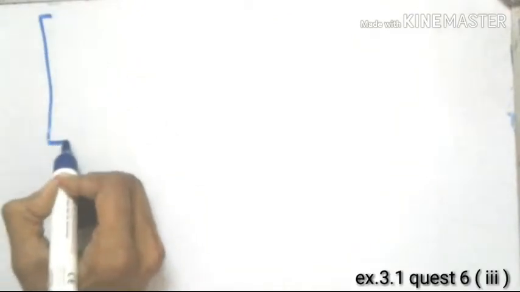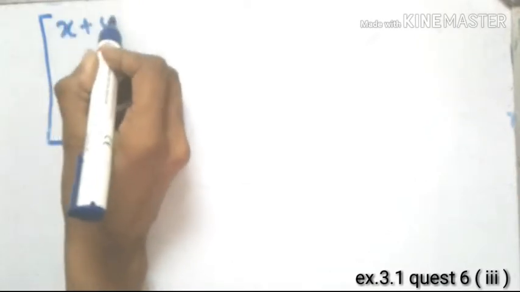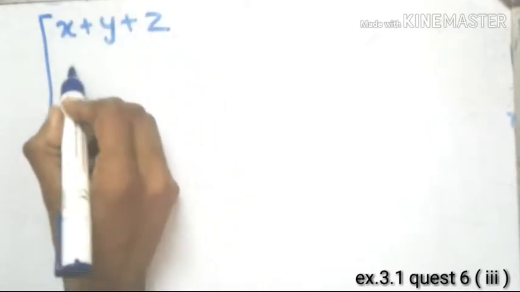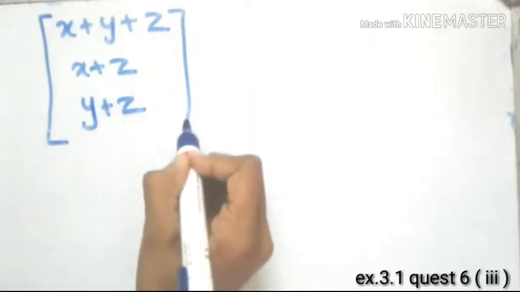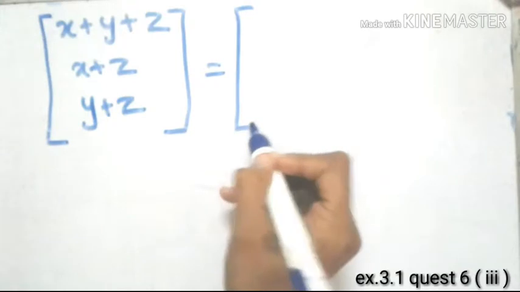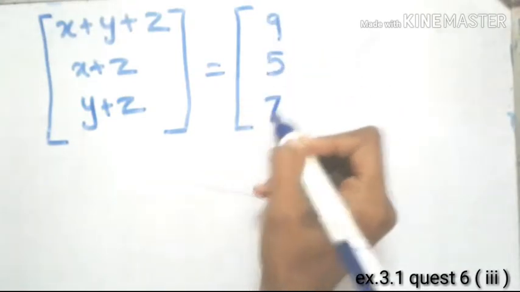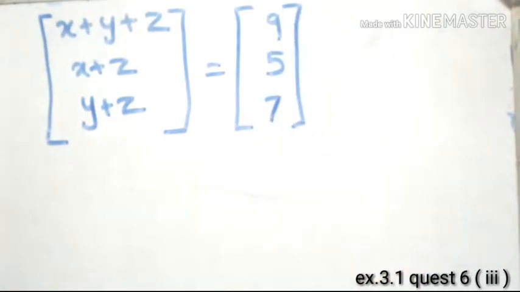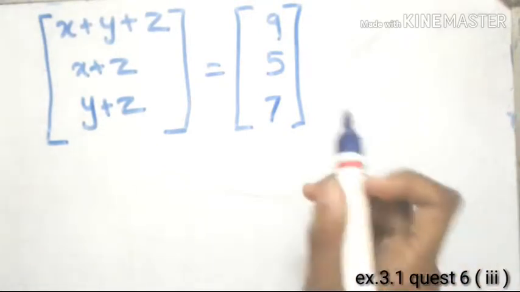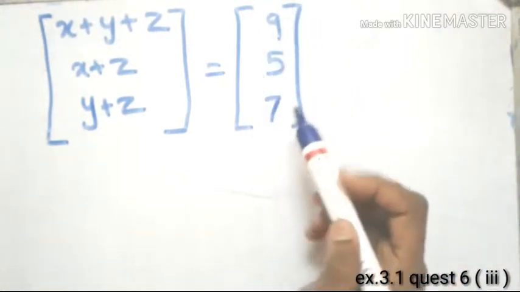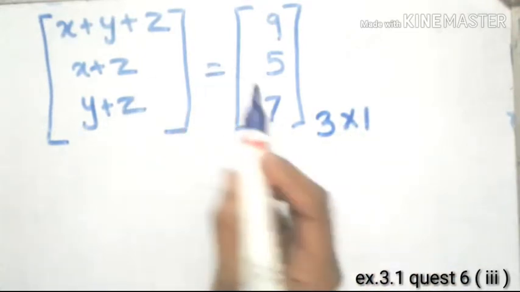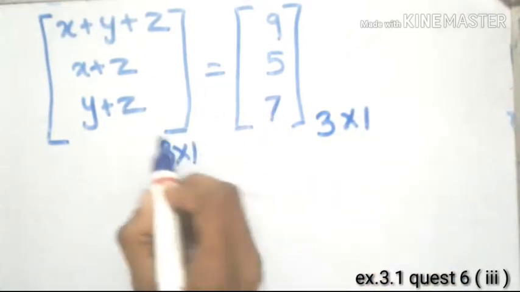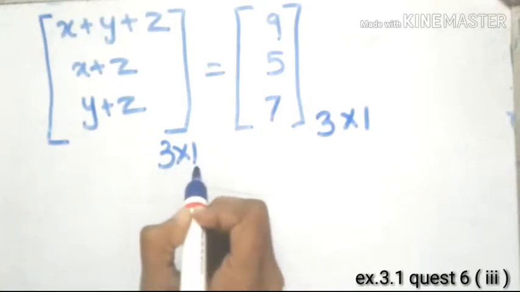Now the third part of the 6th question, again it has 2 matrices. Let's write that down. They are equal. The matrix with x plus y plus z, x plus z and y plus z is equal to the matrix 9, 5 and 7. First, let's find out the order. So there are 3 rows and 1 column. So the order of this matrix is 3 by 1. Since they are equal anyway, this order will also be 3 by 1.